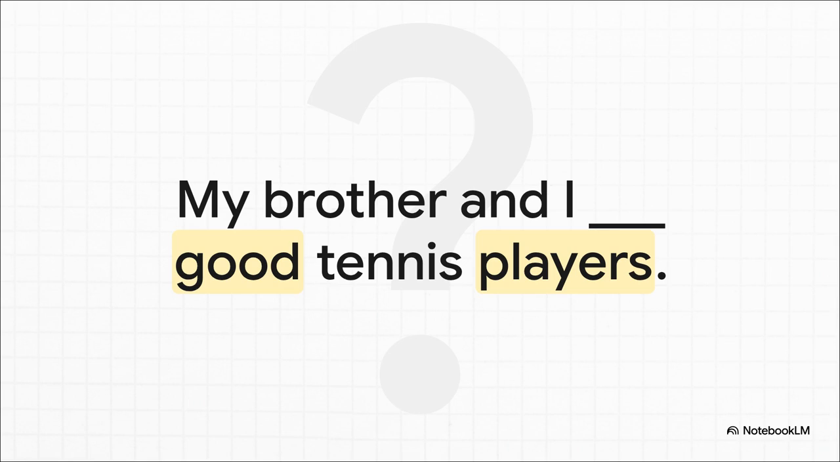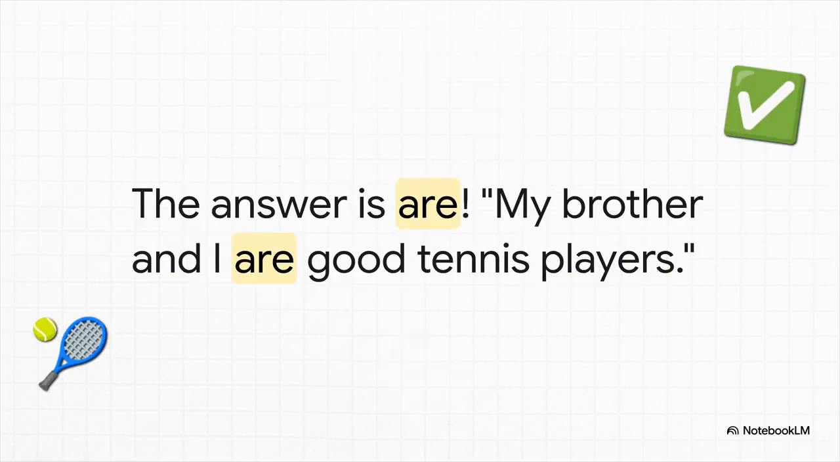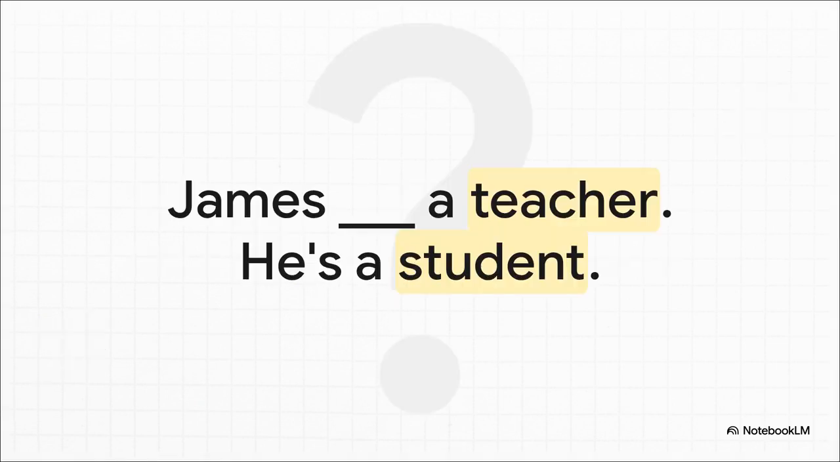Now, really think about the subject here. My brother and I. What does that really mean? Go ahead and pause if you need a second to think it over. And the answer is are, of course. Why? Because my brother and I is just a fancy way of saying we, and we's plural. Great job.